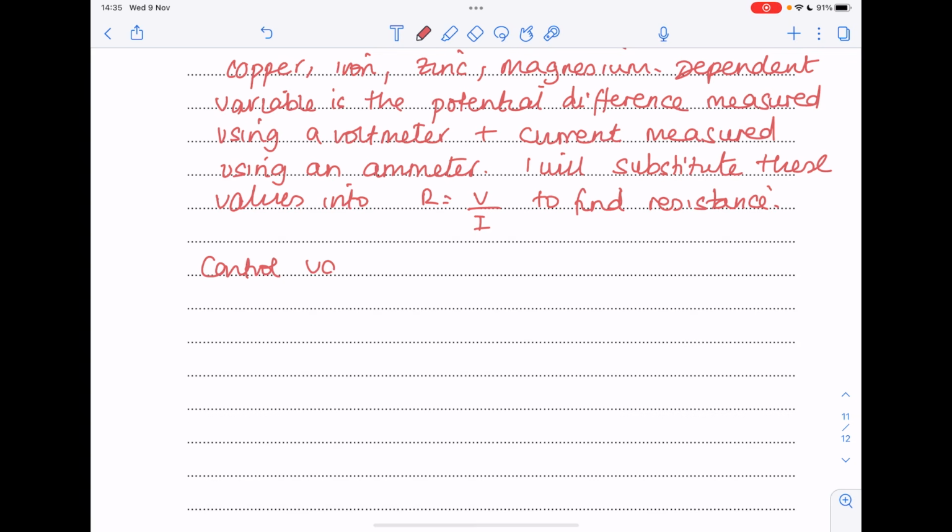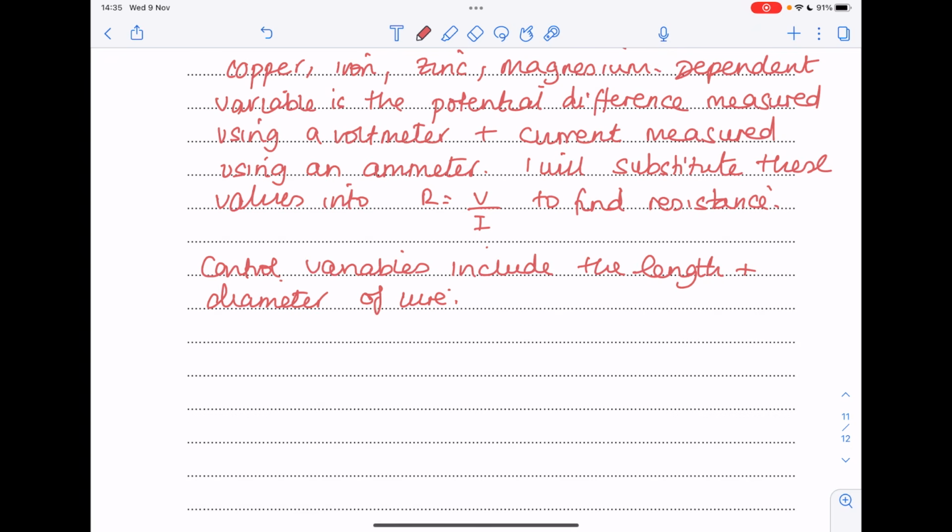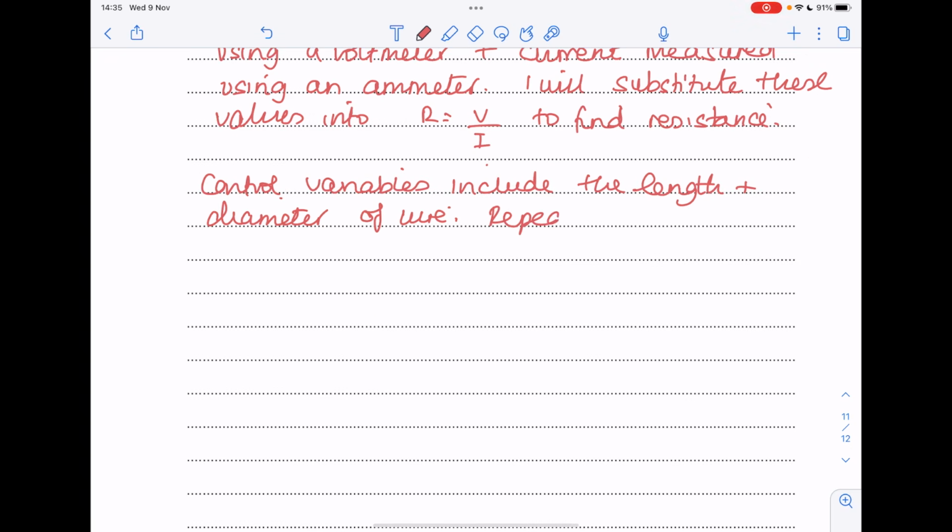So what are we keeping the same? They include the length and diameter of the wire. And as always, we want to repeat and calculate an average in order to discount anomalies.